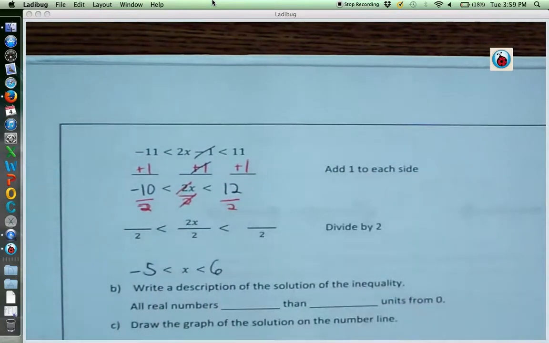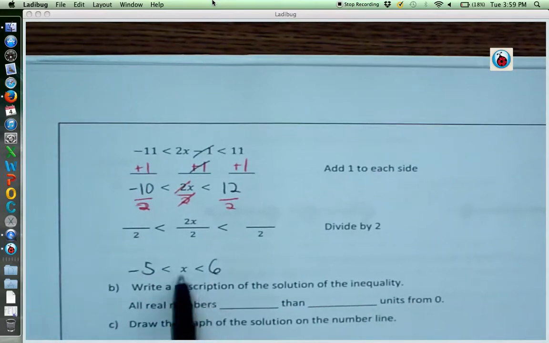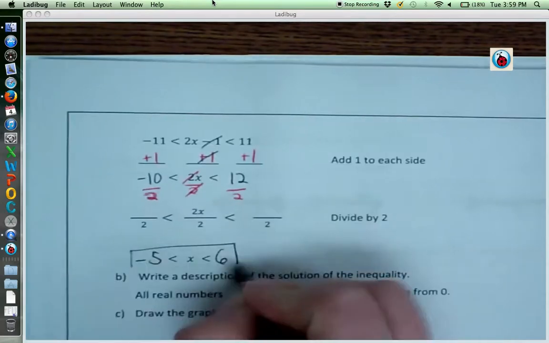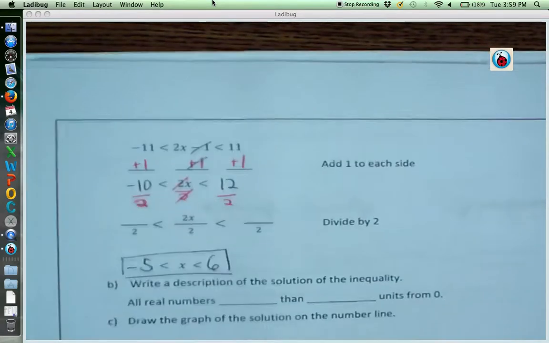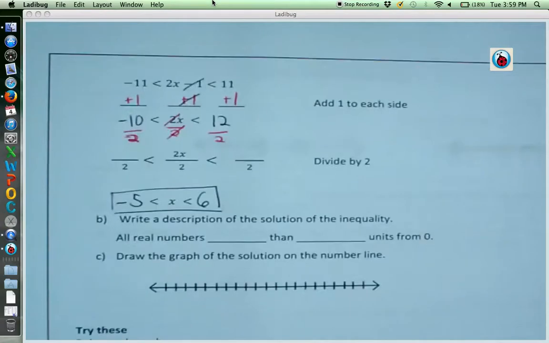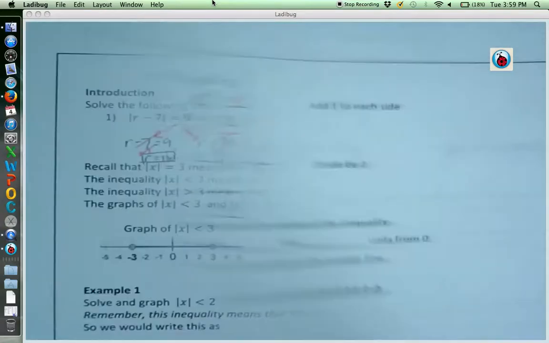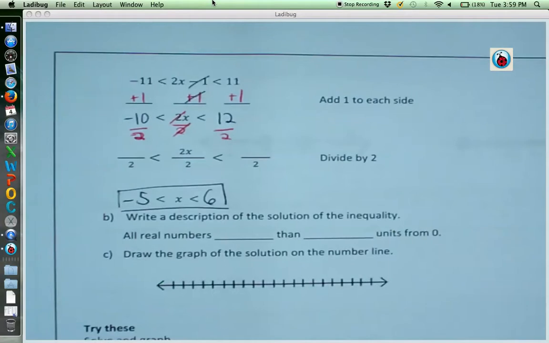Notice I get the same answers. My answers before were x is less than 6 and x is greater than negative 5. So this is really showing me the same thing, but because this is a less than compound inequality, I can write this as one expression like this. You don't have to do it this way, but you can if you want.